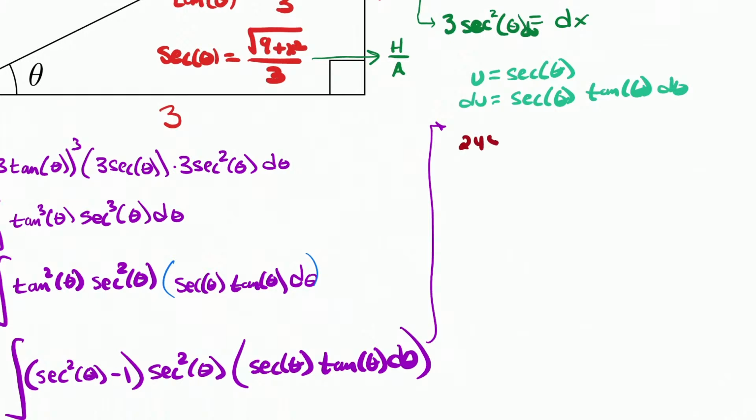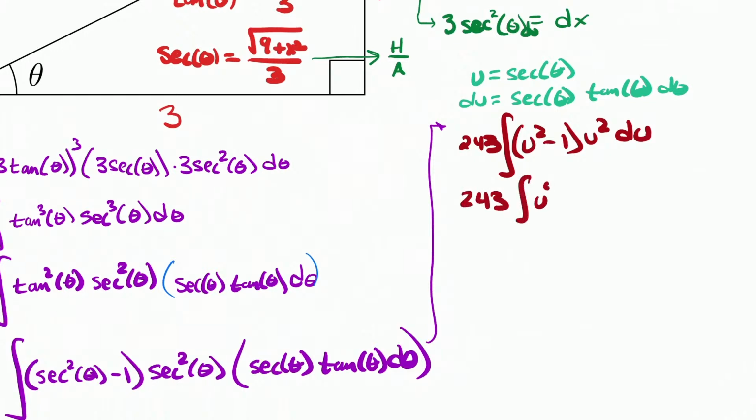I've got the 243 that's still lurking down there. This becomes u squared minus 1. This becomes u squared. This becomes du. Okay, so now things are easier. Let me do one more step, and then I'll see what sorts of questions you have. u to the 4th minus u squared du.